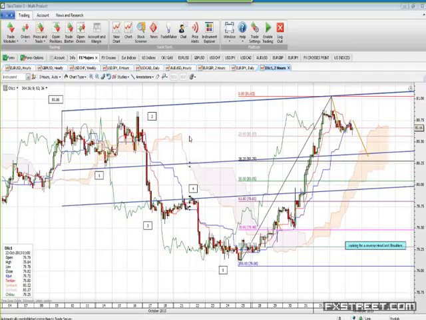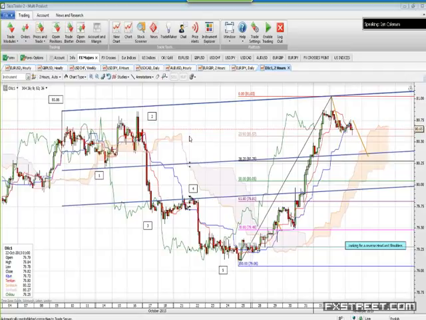What will tend to happen in corrective sequences is we'll get a lot of mixed results. By that I mean we might get two up bars, two down bars, then another two up bars, and so on. When we chop around, that's where the intraday trader, the scalper, has a tendency to get chopped up. So we want to avoid corrective sequences and trade impulsive sequences.